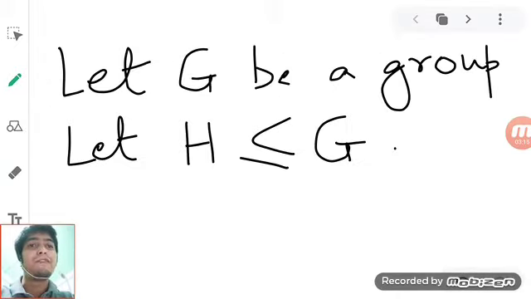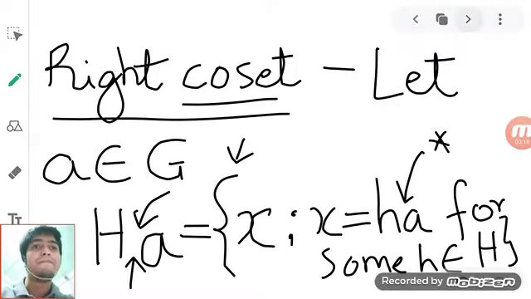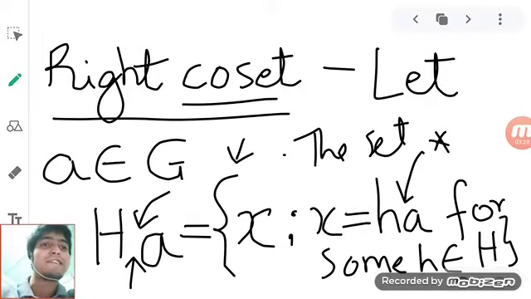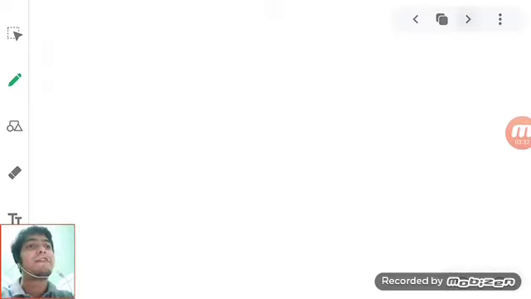So let G be a group, let H be a subgroup of G, let A belong to G, then HA equals the set of X such that X equals small h A for some h belongs to H. It is a right coset.